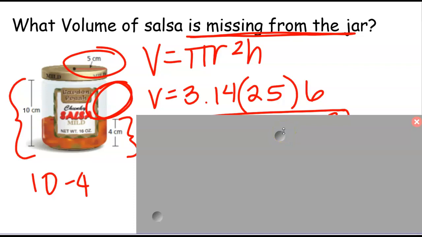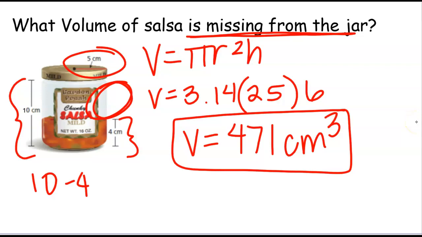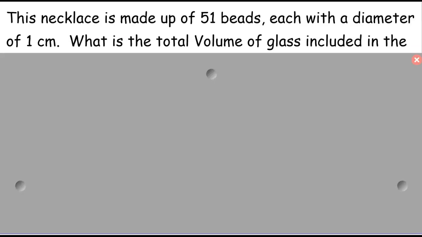Volume is pi, which is 3.14, times my radius squared, that would be 5 times 5, which is 25, times 6, which is my height. Take a second to plug those in, and you should get 471 centimeters cubed. Next, a necklace is made up of 51 beads, each with a diameter of 1 centimeter. What is the total volume of glass included in the necklace?